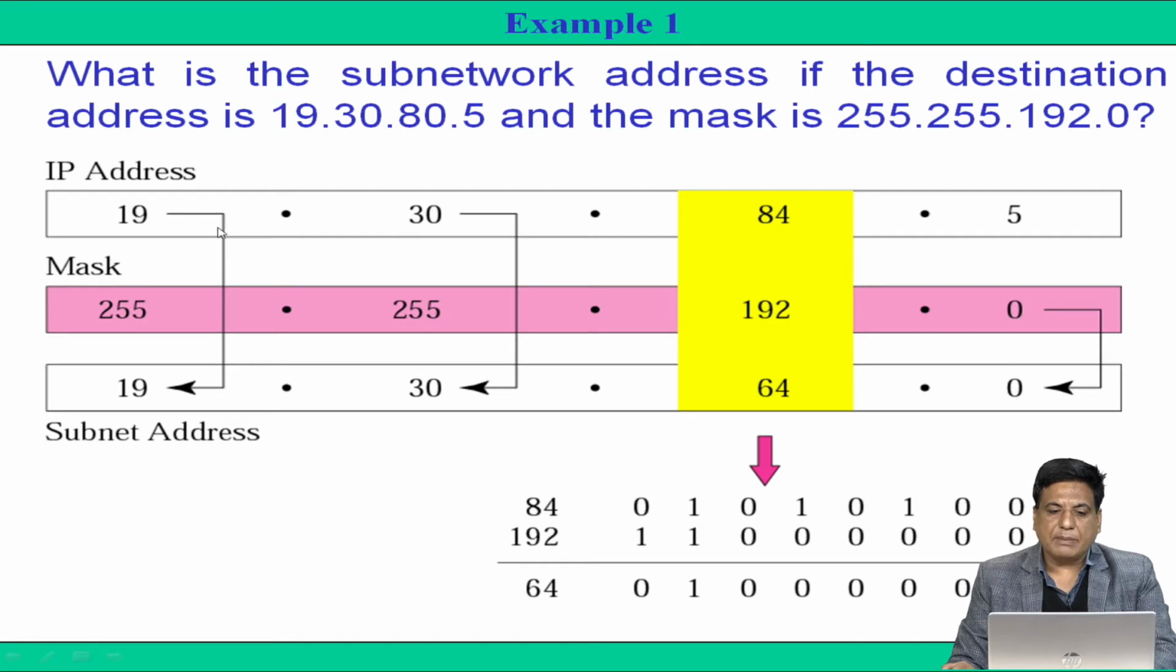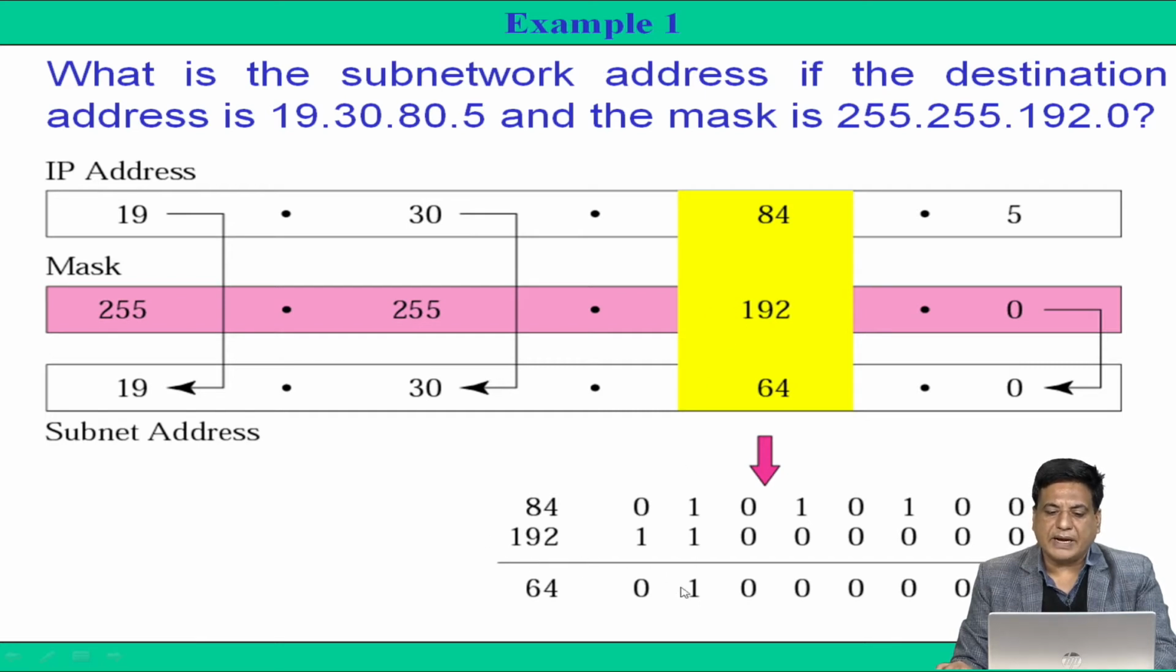So, here it becomes 192 as it is, 30s as it is. Here it contains the subnet mask number which contains neither 0 nor 255. So, here we convert this byte to binary form. Here we are showing that we convert this 84 into binary form and 192 into binary form.